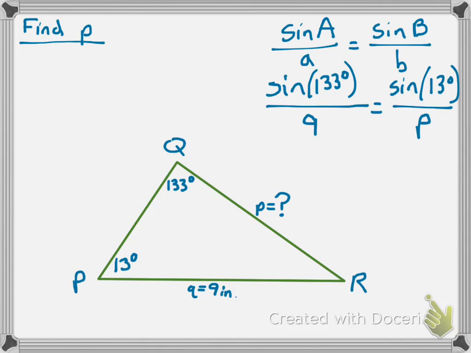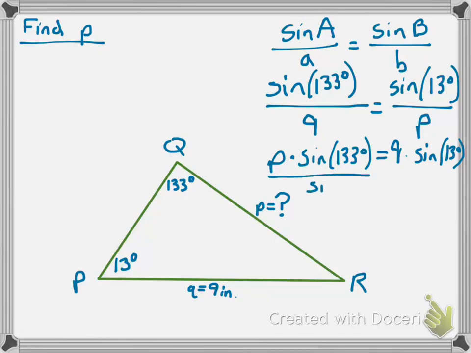We have on one side P times sine of 133, and on the other side we have 9 times sine of 13 degrees. Now when we divide both sides by sine of 133 degrees, we get P by itself and we can figure out what it is.